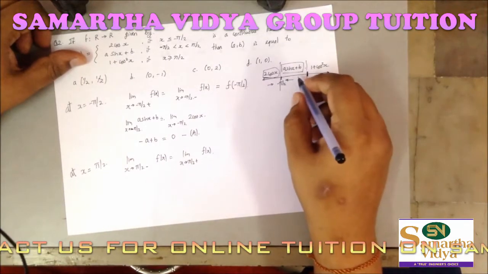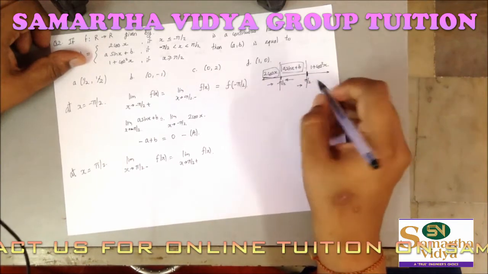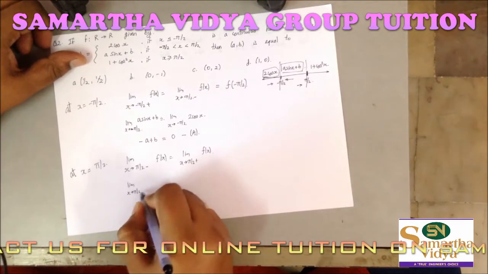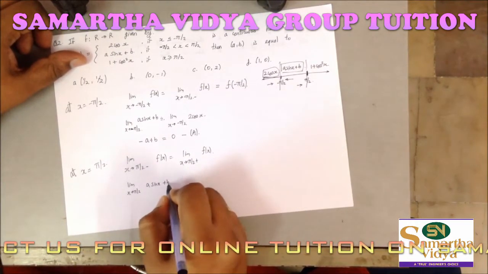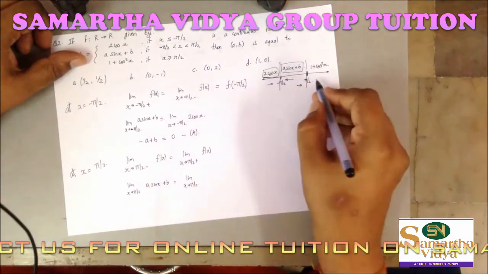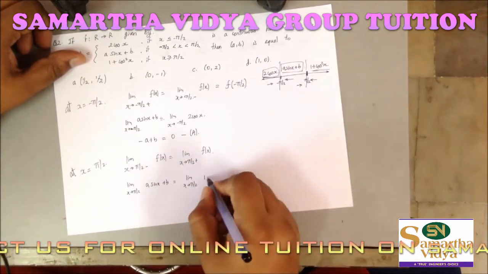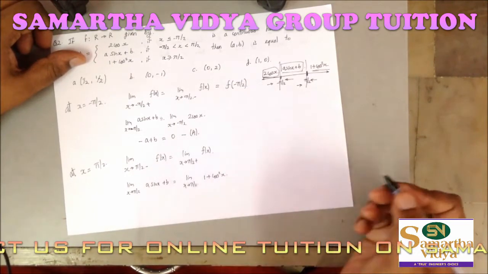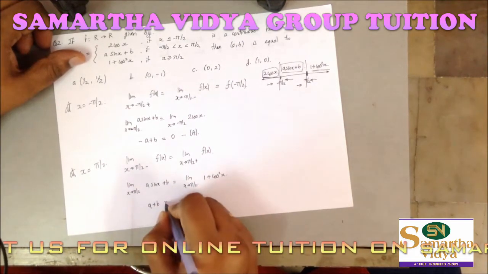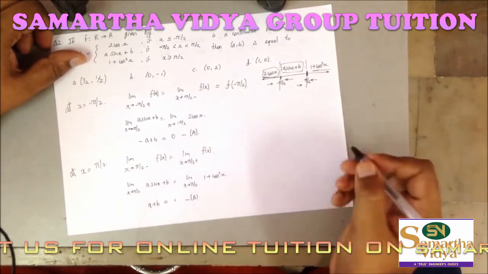Again, going by this particular diagram, if I'm going from the minus end, that is from the negative side of pi by 2, it's nothing but this function. So it's limit x tends to pi by 2 of a sine x plus b, which is equal to limit x tends to pi by 2 of this function, as we are going to pi by 2 from the positive end. That means we use this function, 1 plus cos square x. Now substituting x as pi by 2, I'll get a plus b is equal to, and in the same way over here we'll get 1. So this is equation b.